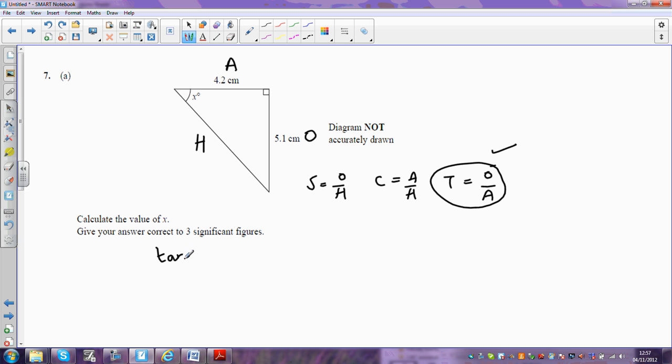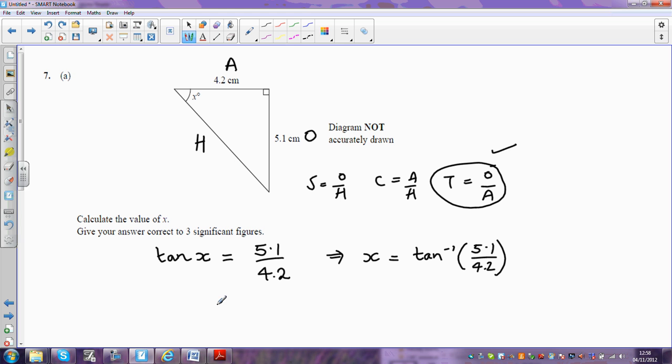So we're going to write tan of the angle. Now in this case the angle is x, never the right angle, the right angle. The tangent is the opposite divided by the adjacent, so it's 5.1 divided by 4.2. Which means that if I now want to find angle x, x is going to be the inverse tangent, or tan to the -1, of 5.1 over 4.2. Remember, if we're trying to find an angle, we always use the inverse tangent.